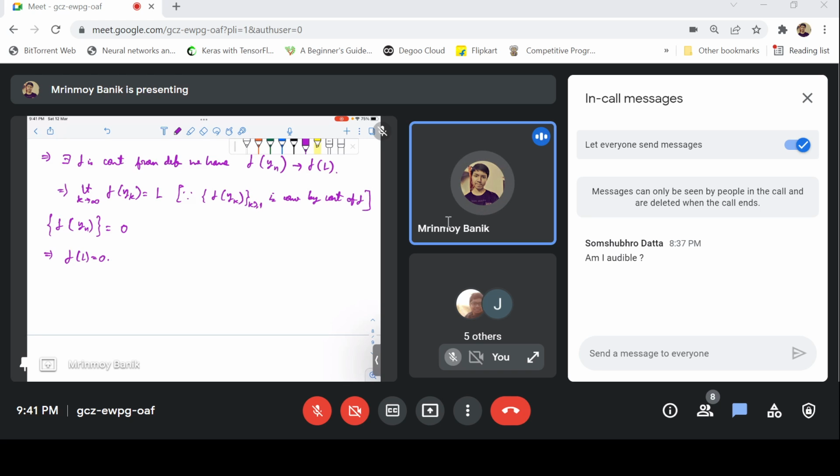Now to arrive at a contradiction. So what is f dash x? Its limit, it tends to zero.